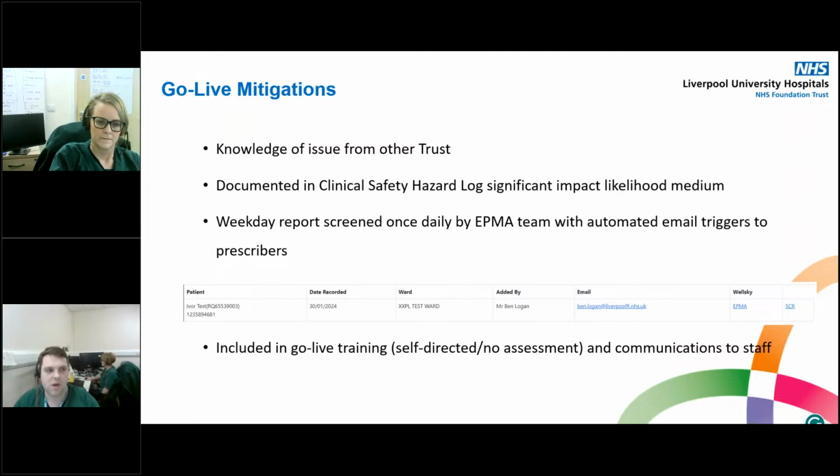We had something like 9,000 users to send training to, so we didn't mandate training. It wasn't linked to ESR or anything like that, it was self-directed, there was no assessment, so that possibly could have been a lot more effective if we'd had the time and resource. And we also sent several communications to staff. So this report is a live report. You can see a lot of questions coming in and comments on other people's mitigations, which are very similar, which is interesting. Next slide, please.